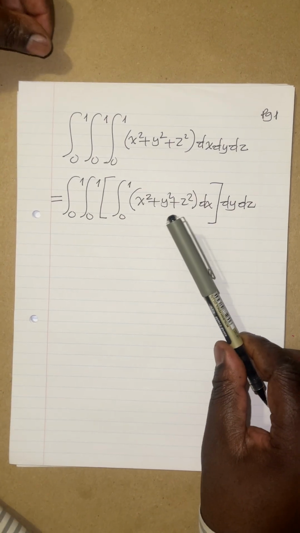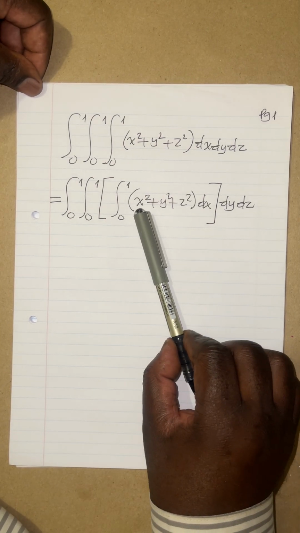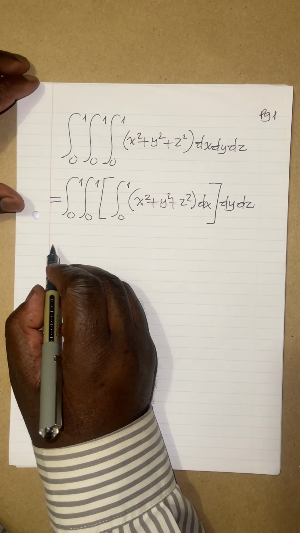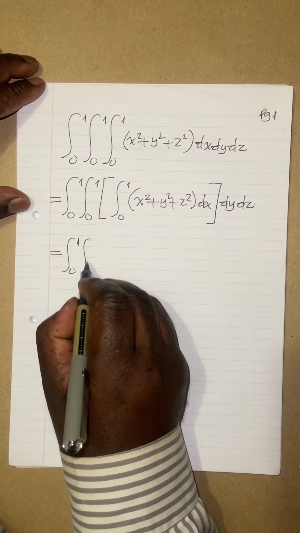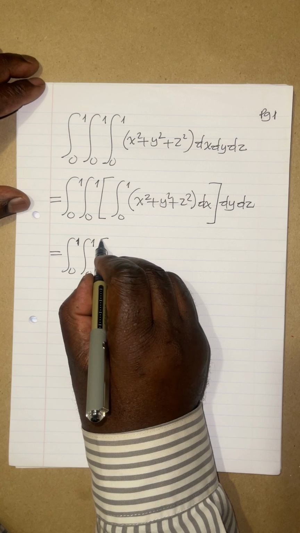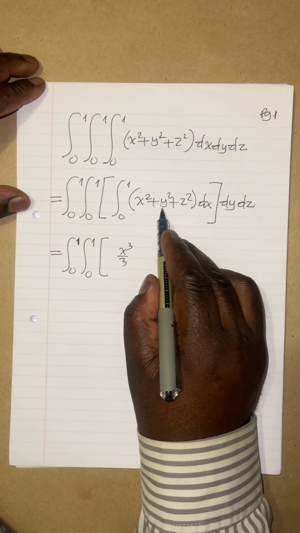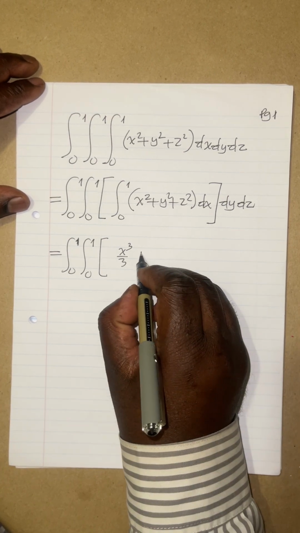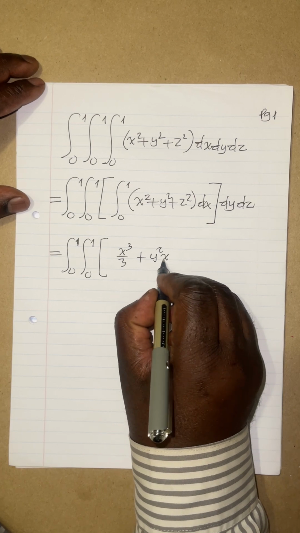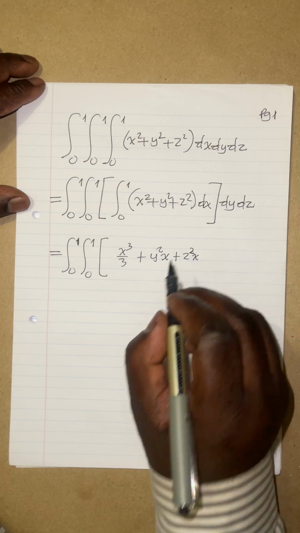Now we're integrating with respect to x, and therefore y and z must be treated as constants. So the integral of x squared is x cubed over 3. So this integral from 0 up to 1, integral from 0 up to 1, inside there I have x cubed over 3. And here, remember, y squared is a constant. So integrating with respect to x, you will have y squared x, so this will be plus y squared x, and this will be z squared x. You know what I mean?